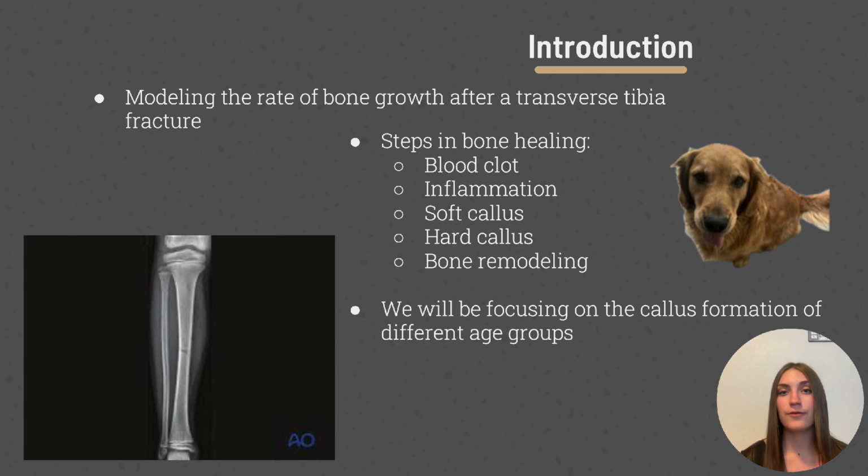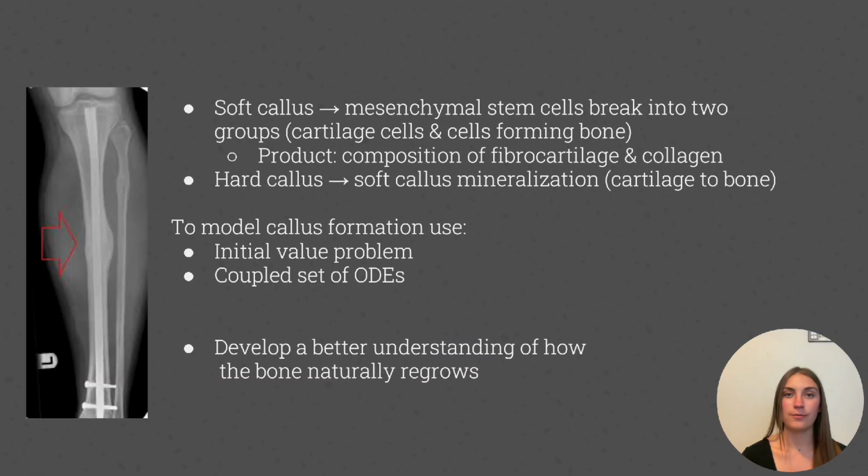We decided that we were going to be focusing on the callus formation parts of these steps. That includes the soft callus and that hard callus. For the soft callus formation, you have mesenchymal stem cells, and it breaks into 2 groups: cells that are forming cartilage and cells that are forming bone. The product of this step is fibrocartilage and collagen. And then we immediately go into the hard callus step. This step, once it starts, immediately stops that soft callus formation because it is taking the products of that soft callus and mineralizing it. This means that we are taking it and turning it from cartilage to bone.